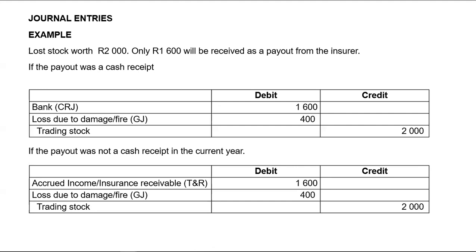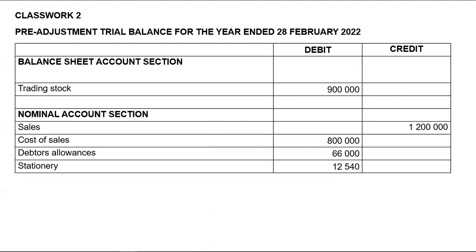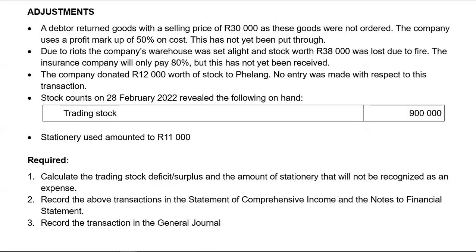All right. Even though I'm going to do this as a classwork, I just want you to try it out, but it's actually an example. You need to read this thoroughly. Calculate trading stock deficit or surplus. You need to record all the transactions in the statement of profit or loss and other comprehensive income and prepare the notes to the financial statements. And you need to record everything in the general journal and the general ledger. For solutions to this, please check out the next video.